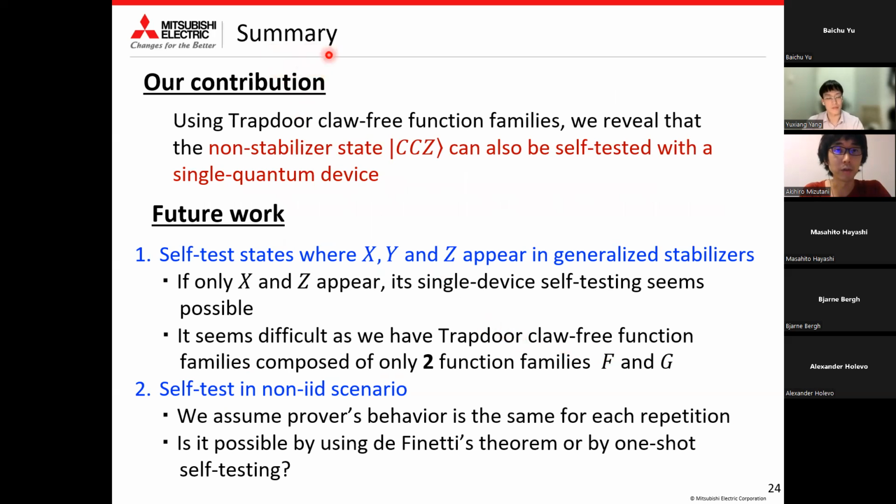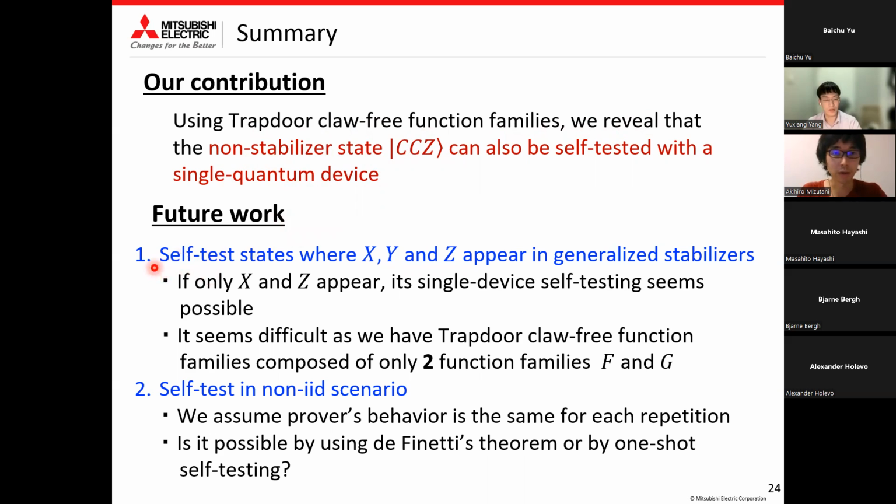I wrap up my talk. Our contribution is that using the crypto technique, trapdoor claw-free function families, we revealed that one of the non-stabilizer states, the CCZ magic state, can also be self-tested with a single quantum device setting. I end my talk with some future work.